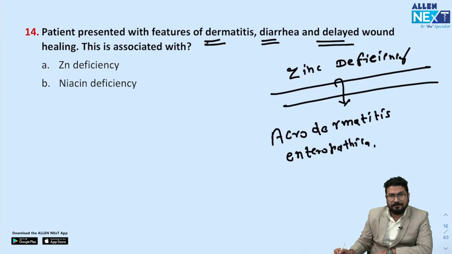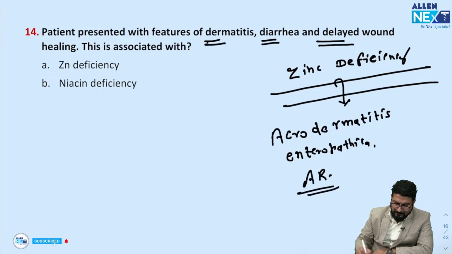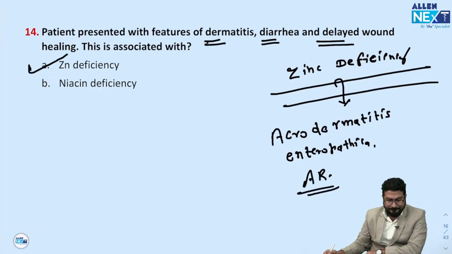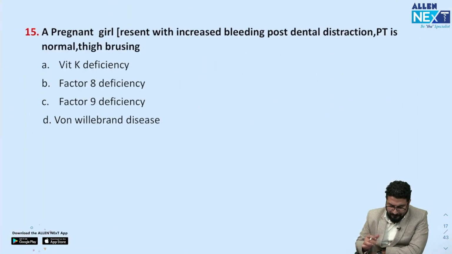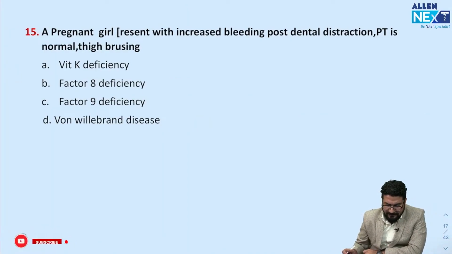Acrodermatitis enteropathica, that is due to zinc deficiency. It's an autosomal recessive condition. So this is the answer for this question. Moving to the next one. Pregnant girl with increased bleeding post dental extraction, PT is normal, and there is thigh bruising.